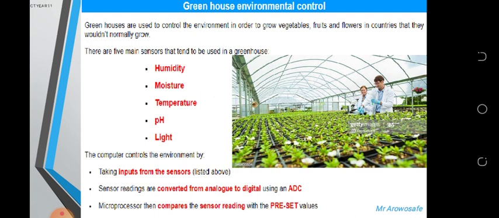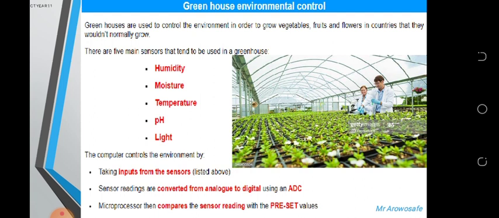So now the next one is pH sensor. pH sensor is one of the most essential tools that is typically used for water measurement. This type of sensor is able to measure the amount of alkalinity and acidity in water.